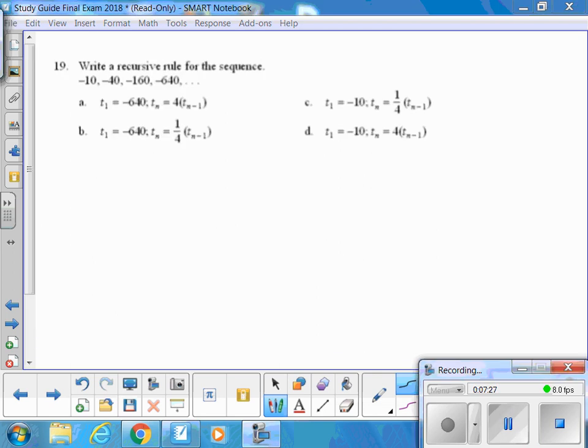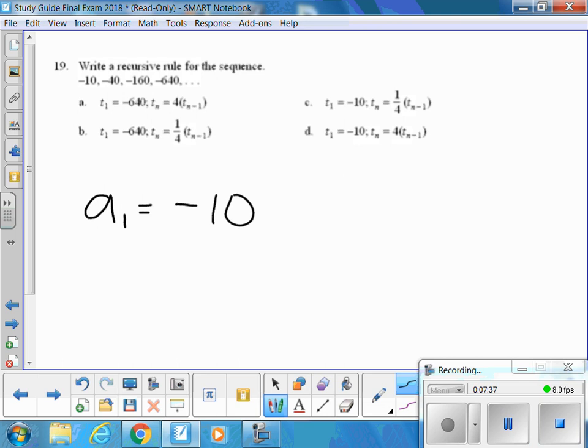Alright, this one's not bad at all. They give us the sequence, -10, 40, -160. So there's 2 things you have to identify. What is term 1? And then what is the constant multiplier? We would call that the R value. What are they multiplying by as they go from left to right? Multiplying by 4. So which one has the correct first term and the correct constant multiplier? Yep. That's easy.